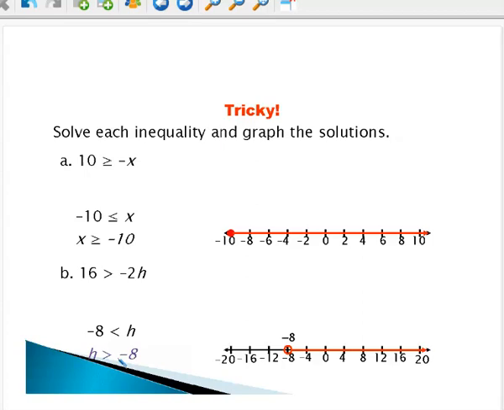Okay, so hopefully you find these to be fairly simple and straightforward, dealing with these simple one-step inequalities. We'll get a little chance to practice them. If you have questions, make sure you bring them to class and let's go over them.